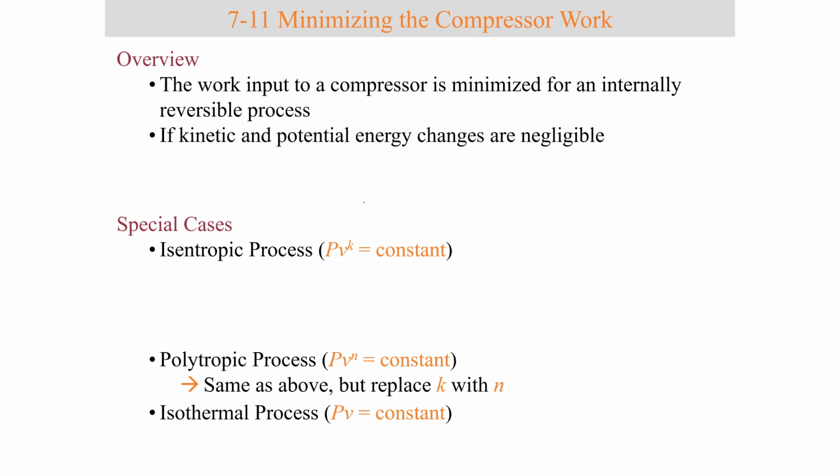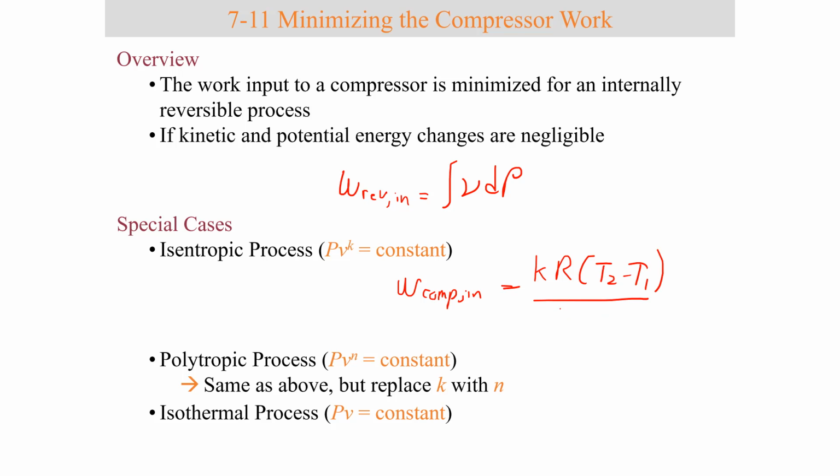So if we go back, we get the reversible work is v dP. Now, in the special case of an isentropic process, that expression ends up getting evaluated as a function of the temperature in and out, as well as a specific heat ratio, k. For an isothermal process, as we went over in earlier chapters, it can be evaluated as a function of temperature and pressure. And if it's polytropic, we just replace this k with the parameter n.